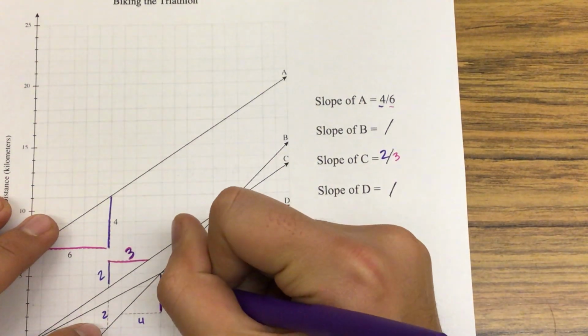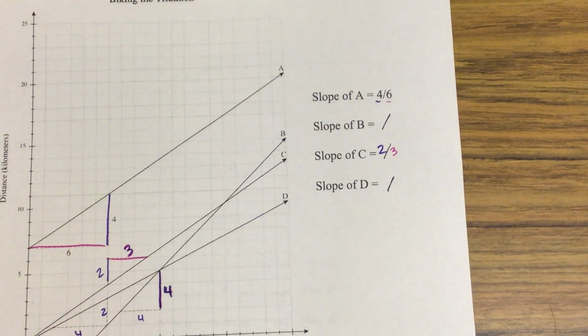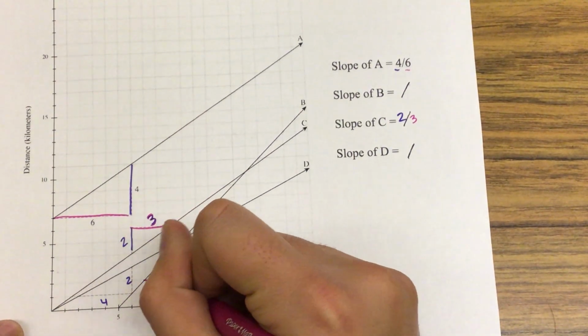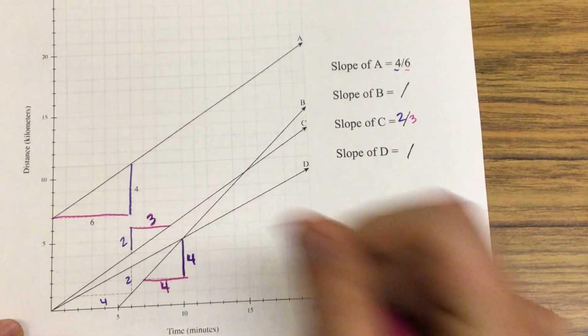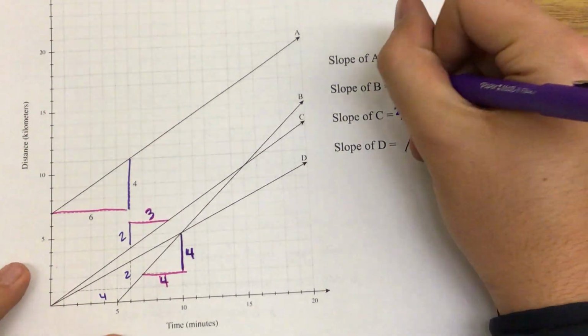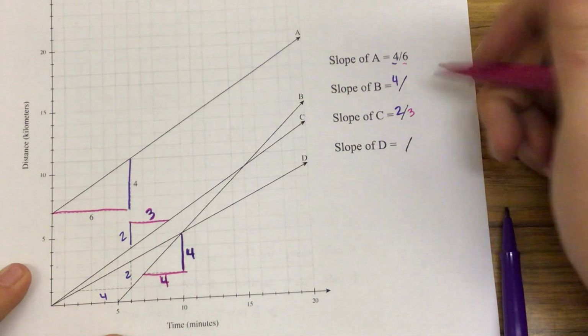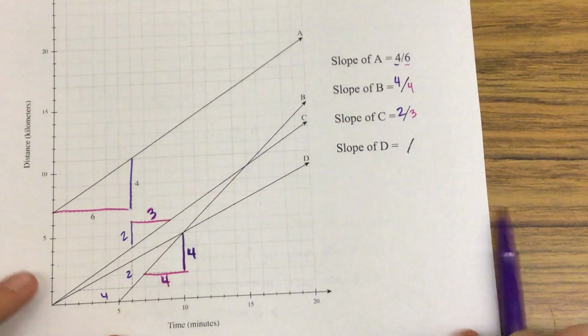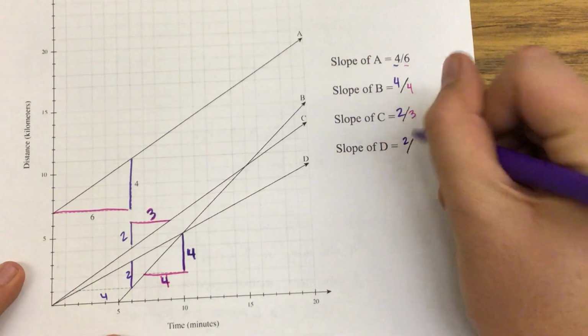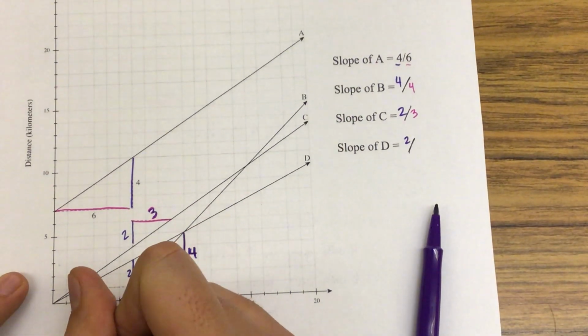I'm a genius. Good thing that's a darker color. Purple is 4, rise, over the run, which is in pink. So 4 over 4. The last one is going to be up 2, running over 4.